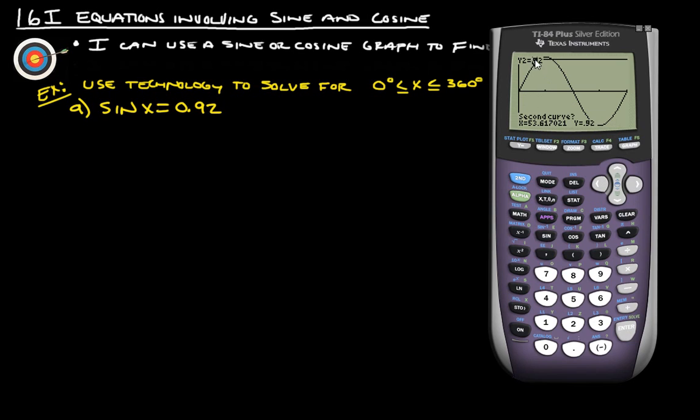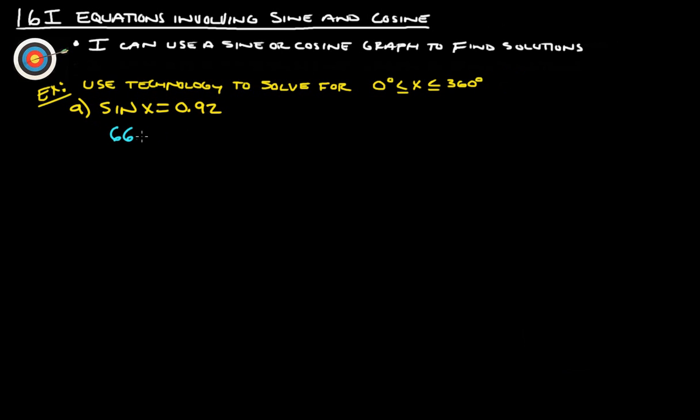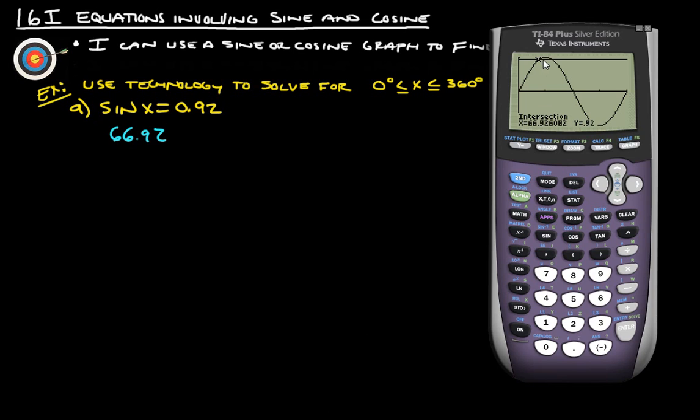And then it's going to jump up to the other line and say, is this the second line that you want to figure out where they intersect? It's like, yep, that's it. Push enter there again, and then it asks you, do you want to guess? Yes, we want you to guess and figure out where it is, and it will tell us where that intersection point is, 66.92. So there's our first point, 66.92, and then we also want to figure out where that other one is.